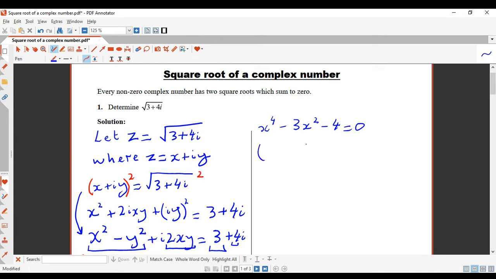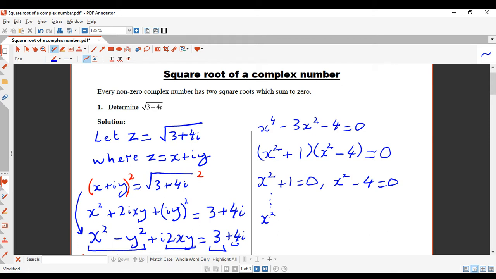Right, so if we just factorize that like we would a normal quadratic, this is a quartic equation which can be reduced to a quadratic. So if I put x squared there, and x squared there, 4 there, 1 there, negative there, positive there. Now, what have we got here? We've got two equations. So we're going to have x squared plus 1 equals 0, and x squared minus 4 equals 0.